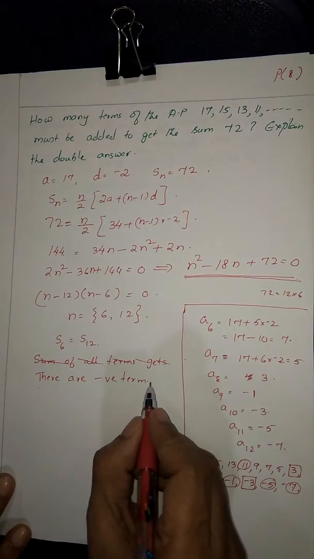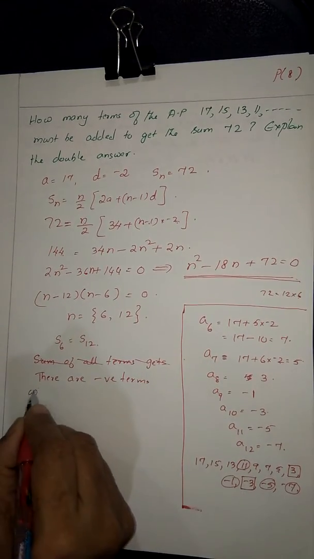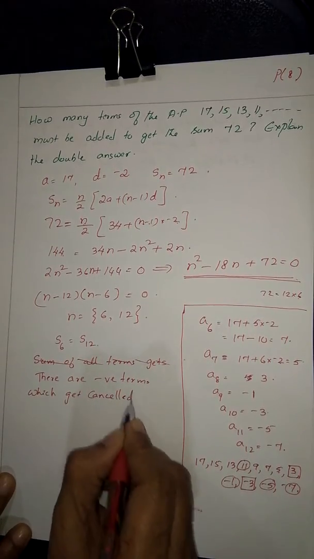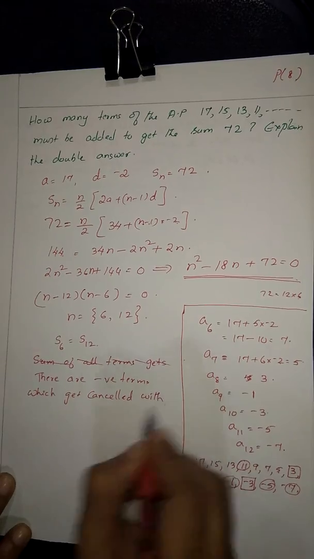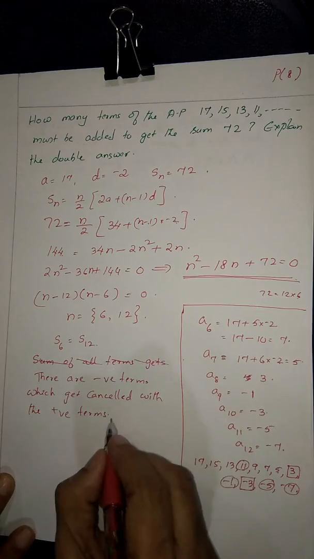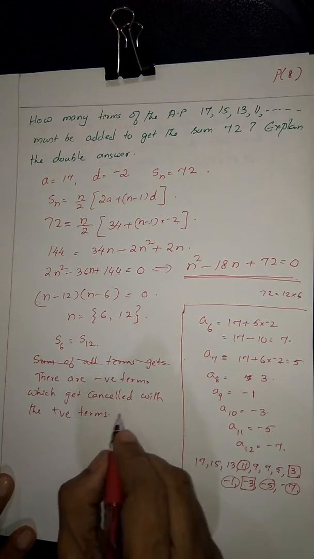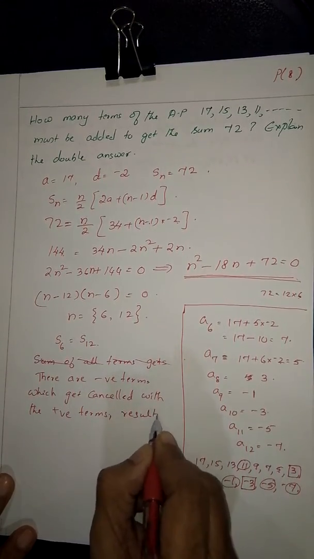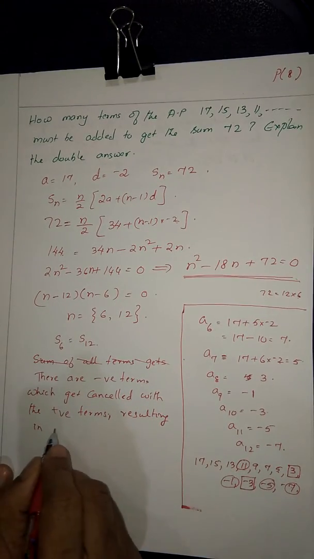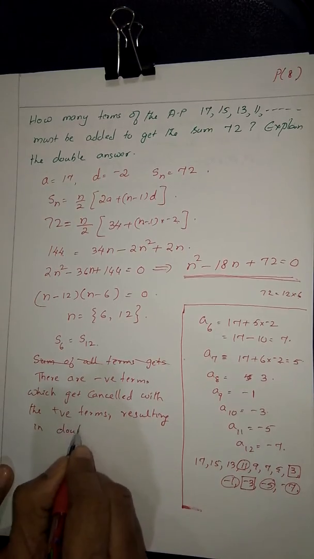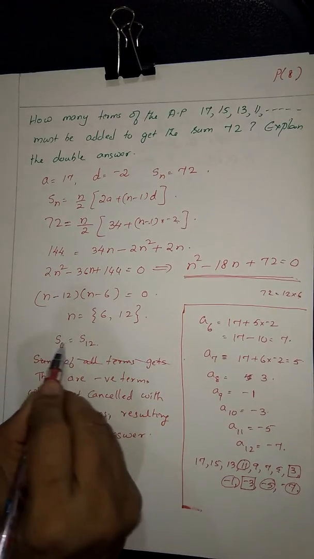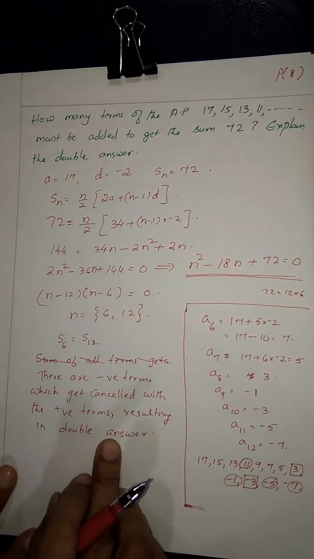So we can write: there are negative terms which get cancelled with the positive terms, resulting in a double answer. You can simply write S6 is equal to S12 and write the statement.